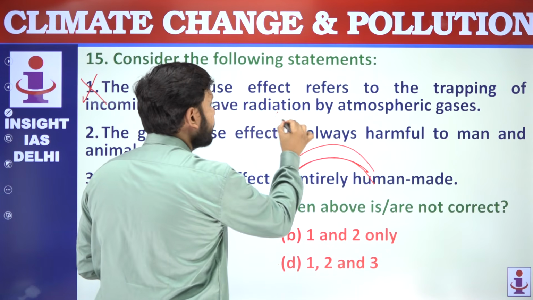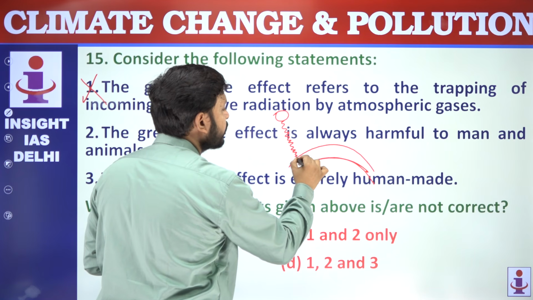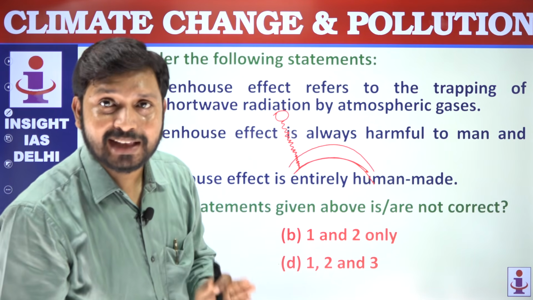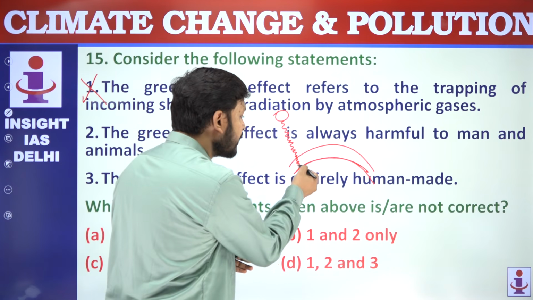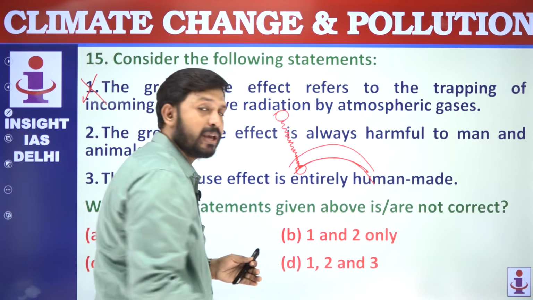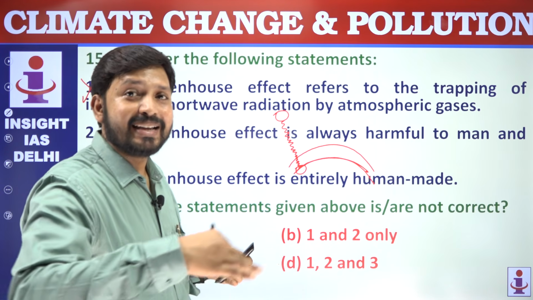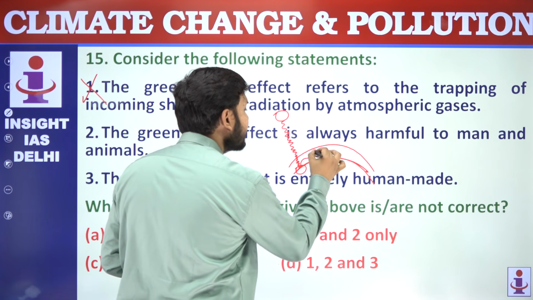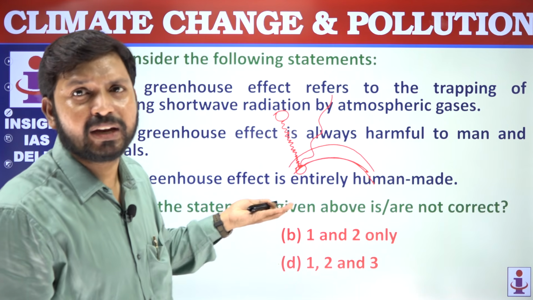From the sun, whatever radiations are coming will come in the form of shortwave radiations, and our atmosphere is transparent to the shortwave incoming radiations. Once they come to the earth's surface, it becomes heated up, and the earth's surface will try to release these radiations. These are called terrestrial radiations.